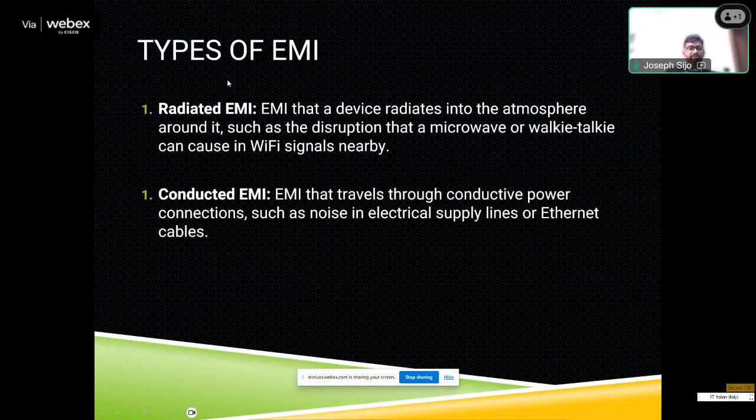As I explained earlier, the types of EMI are radiated EMI and conducted EMI. Radiated means the device radiates into the atmosphere around it, like a microwave or walkie-talkie, and even antennas and any kind of device we can see. A simple example is even the TV or telephone for radiated emission. Conducted emission always travels through conductive power connectors or cables, which we can categorize mainly as signal and power cables. Both play an important role in EMI.